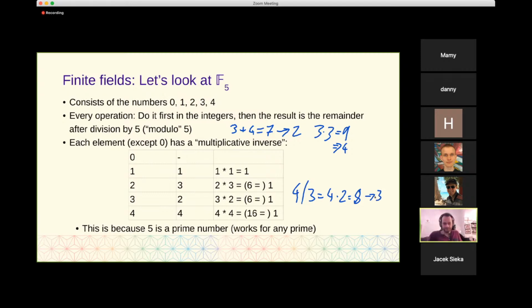And that works because 5 is a prime number. If it's a prime number, then we can prove that there's always an inverse. Each of the elements will have an inverse. Otherwise, that's not true. And we can do this for any prime. So this is just an example to show how it works in a small field. But in practice, our primes are going to be huge. They're going to have hundreds of bits.